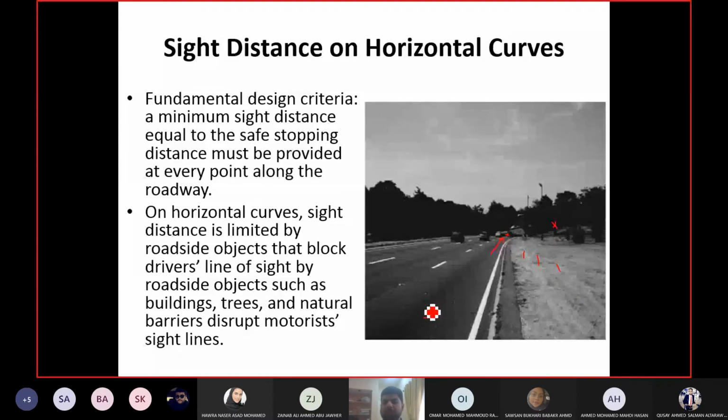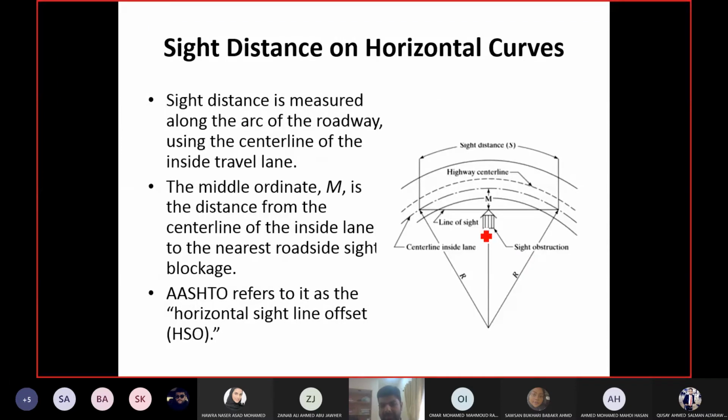These objects can be trees or buildings or natural barriers like mountains, and they block your line of sight. Now this is the sketch which we will try to understand to derive the equation for the sight distance on the horizontal curve. This is the sketch I have taken from the highway engineering textbook, so you must be familiar with it.